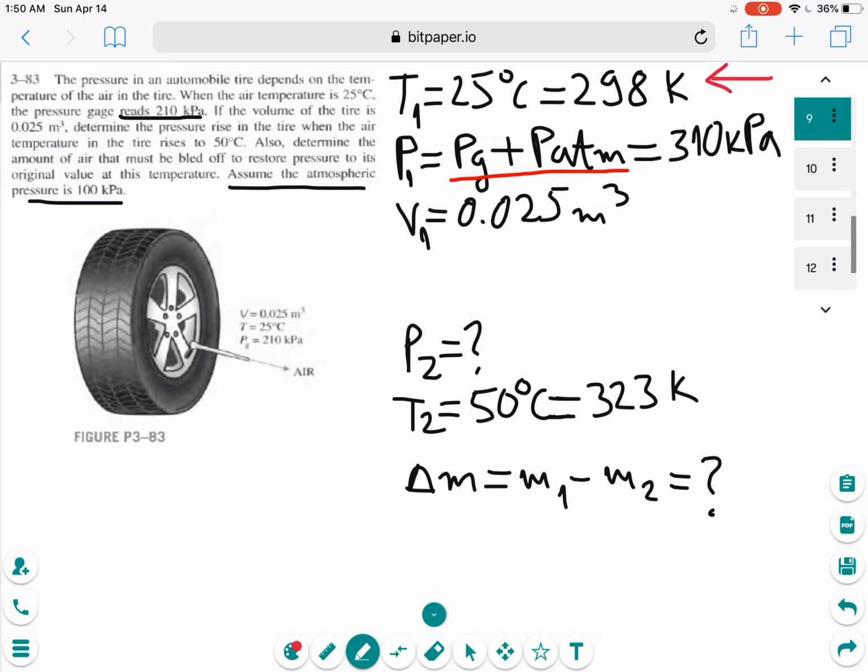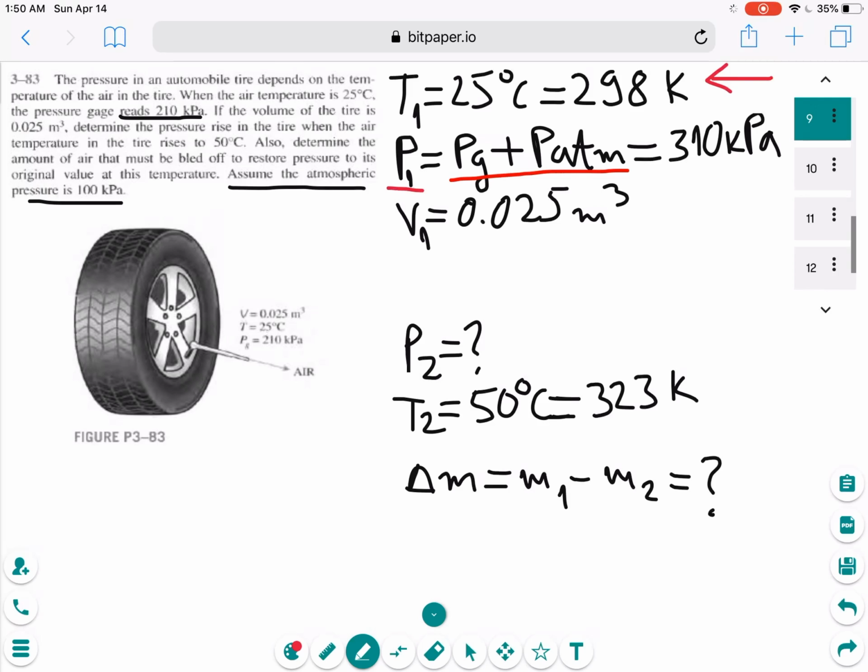Pressure gauges are calibrated to read 0 at atmospheric pressure. So when we read 210 kPa, we're reading gauge pressure. But we need the absolute pressure, and the absolute pressure is the gauge pressure plus the atmospheric pressure. The gauge pressure is 210, and if you read the last sentence of the problem, it says assume the atmospheric pressure is 100 kPa, so 100 plus 210 is 310 kPa, and that's our absolute pressure.